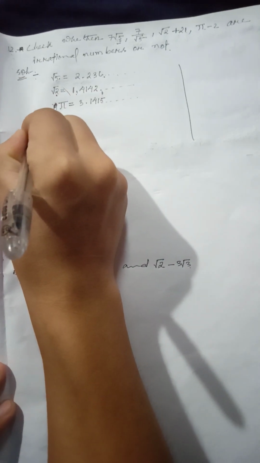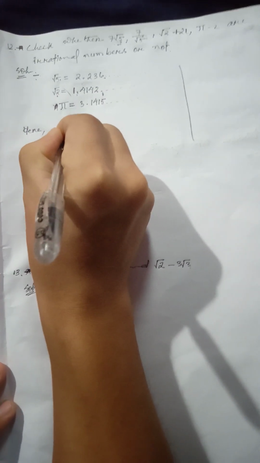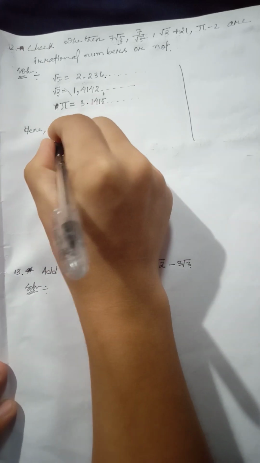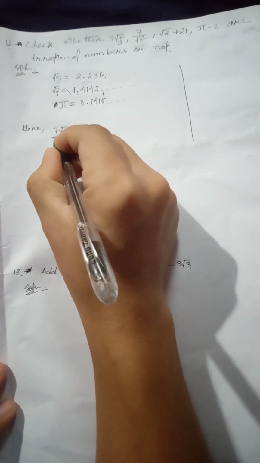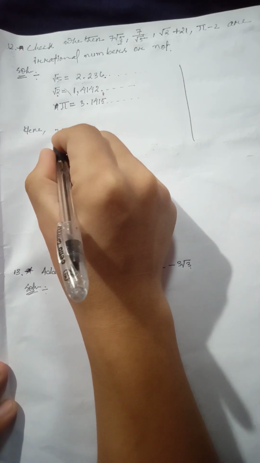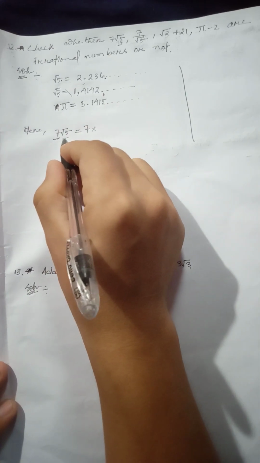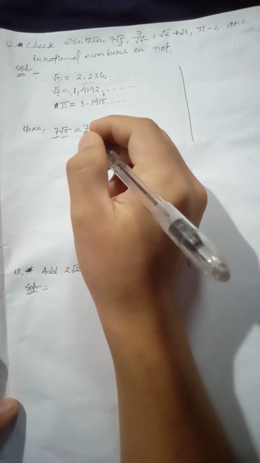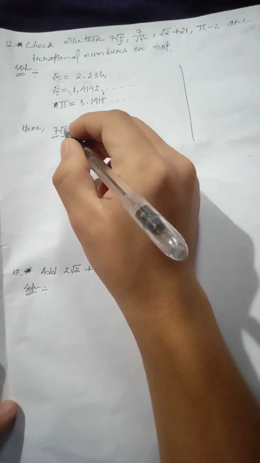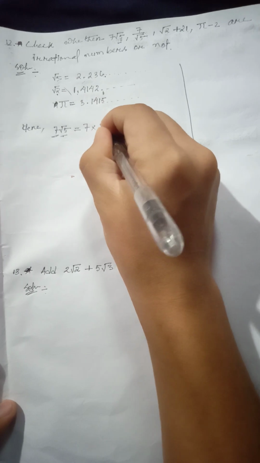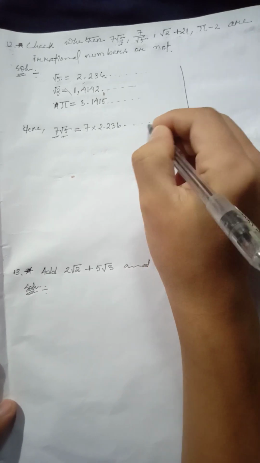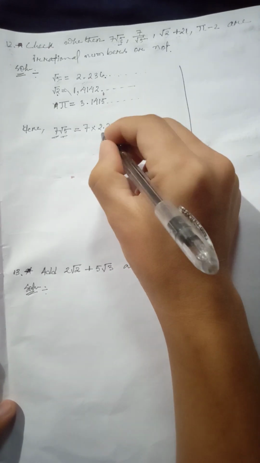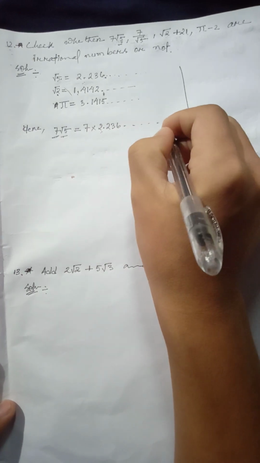So what is the question? That is 7 root 5. What is this? 7 is a rational number and root 5 is an irrational number, so we have to multiply an irrational number with a rational number. Then we have to check the outcome, whether it belongs to rational or irrational numbers. The value of root 5 is 2.236. The dots indicate that the decimal expansion goes on like this.